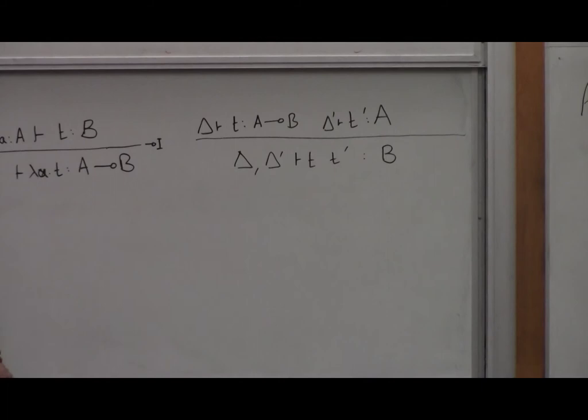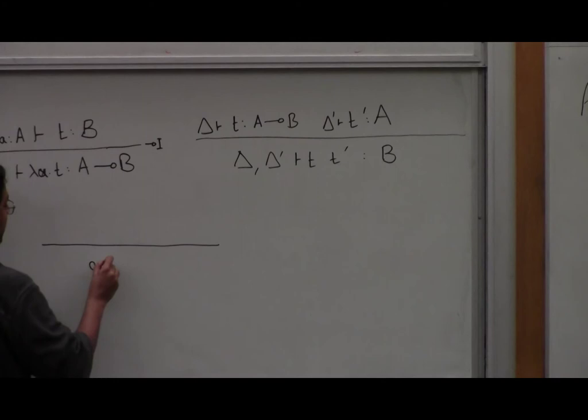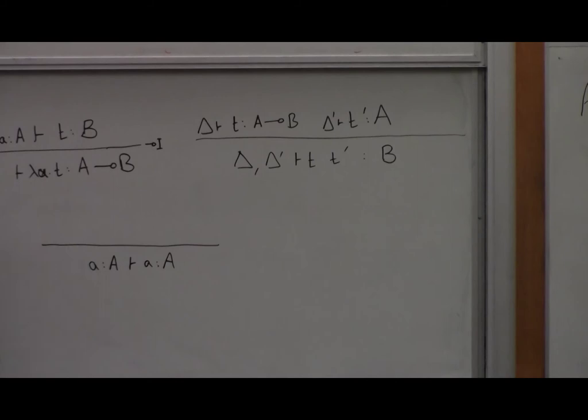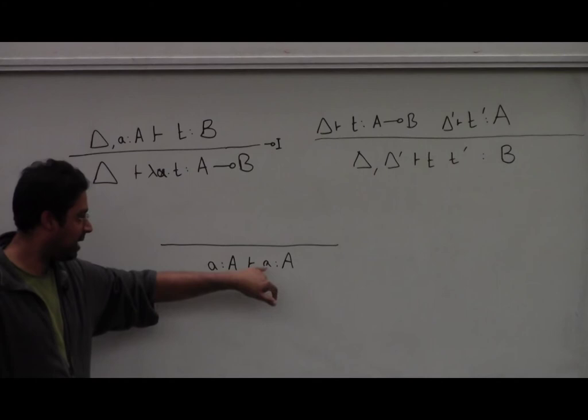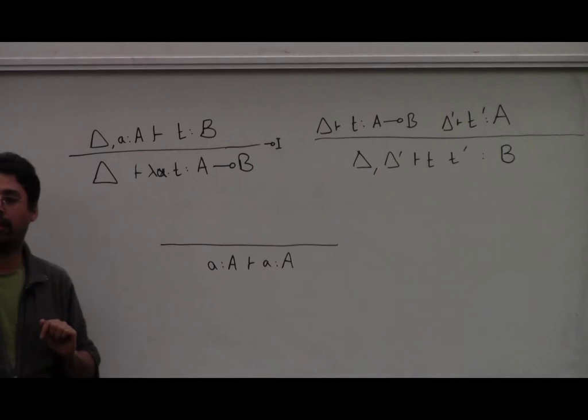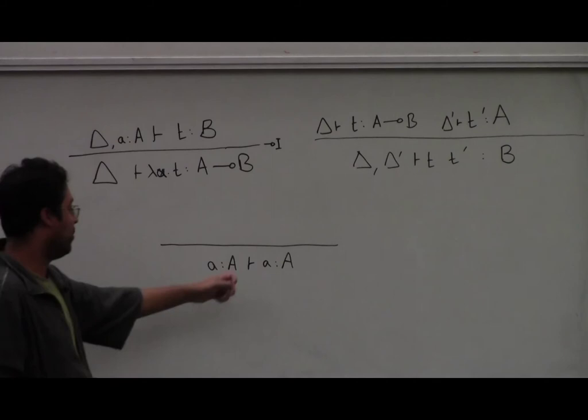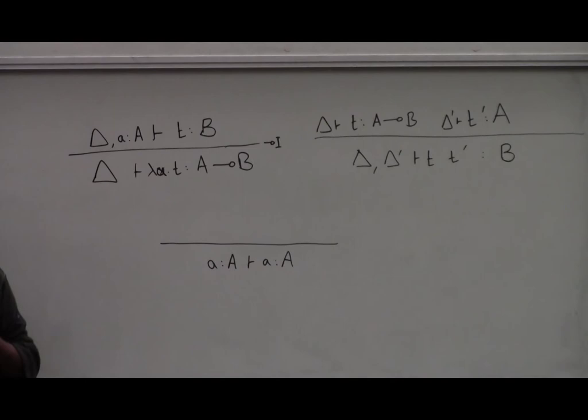And now we get to the variable rule. The way that we ensure that every variable is used exactly once is we restrict our variable rule compared to the variable rule for the intuitionistic case. So what we say is that the variable a has the type A when the context is a colon A. So we're saying that we're allowed to use a variable when there's exactly one variable in the context, and that has the right type.